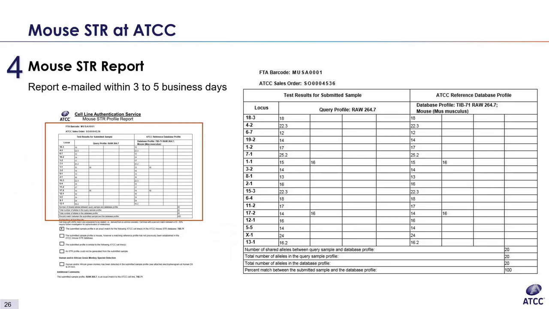Seen here on the left is the first page of the report. If we zoom into the table, you can see the submitted or query sample alleles in the left-hand column and the matching database alleles in the right-hand column. The first row on the bottom of the table shows the total number of matching alleles, and the second and third rows show the total number of alleles in the query and database cell line. The last row shows the percent match between them, which is 100% for this sample.